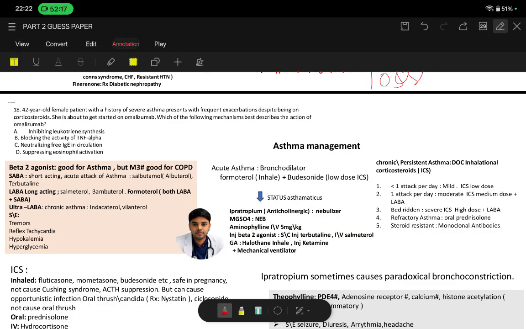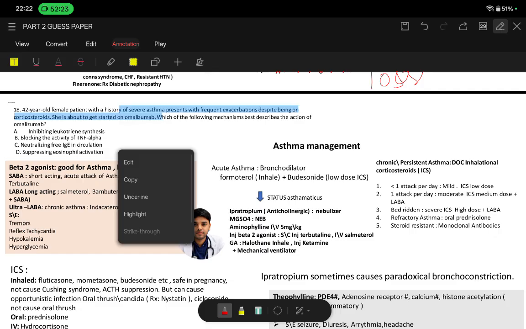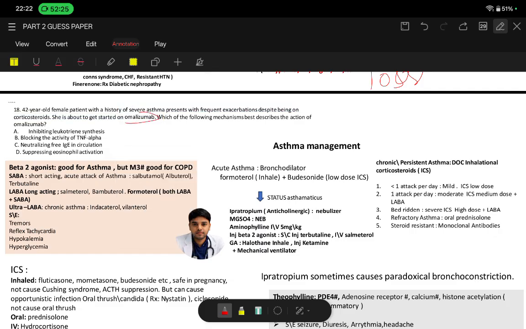Answer, tell. See here, they said IgE. See here, this is Omalley. Remember omalizumab. So IgE. Got it? Done. See, very simple.